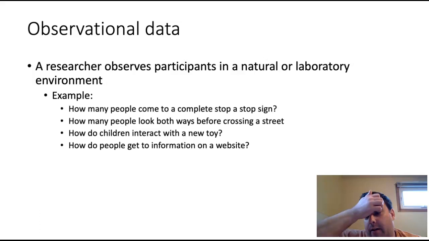If I go back to this here for a second, if you're observing how many cars come to a complete stop at a stop sign, you don't really need to do something like that in a lab. In fact, it would be very difficult to do that in a laboratory environment. But on the other hand, you can also probably observe participants fairly unobtrusively. Most people probably wouldn't know that they were being observed. They would simply see someone standing off to the side of the intersection, maybe with a clipboard. They wouldn't think twice about it.